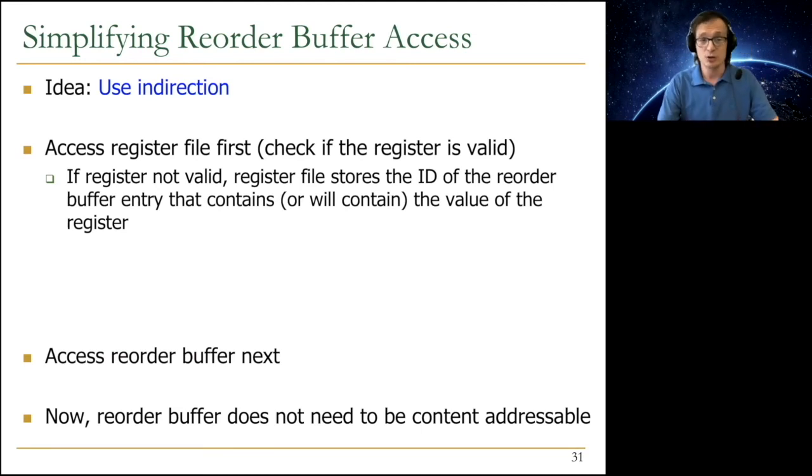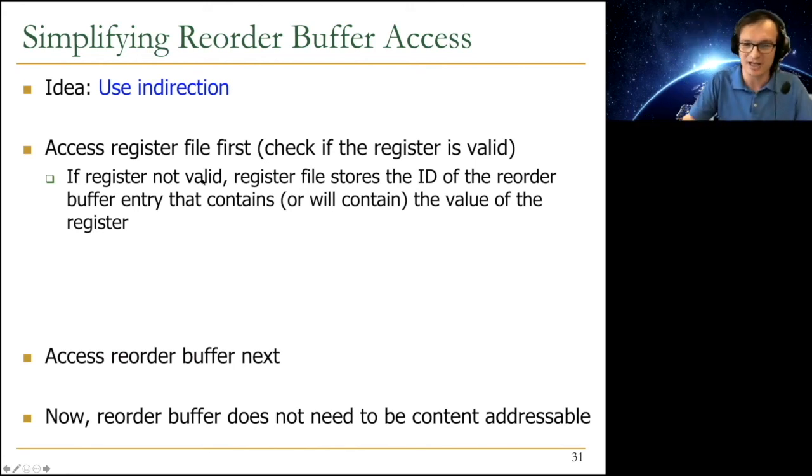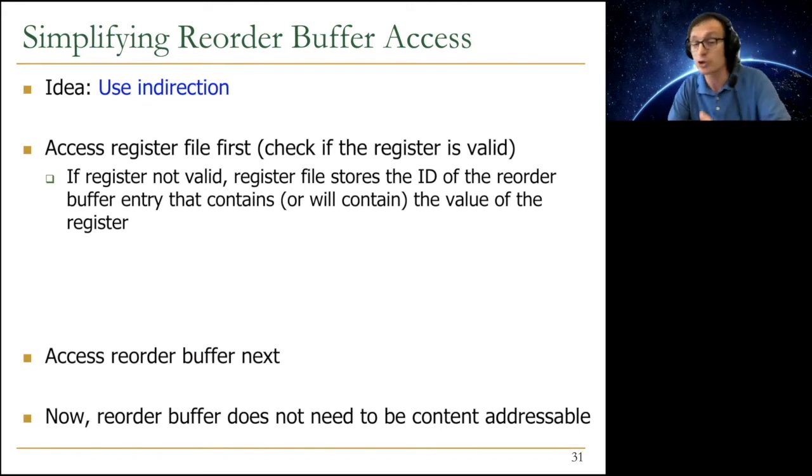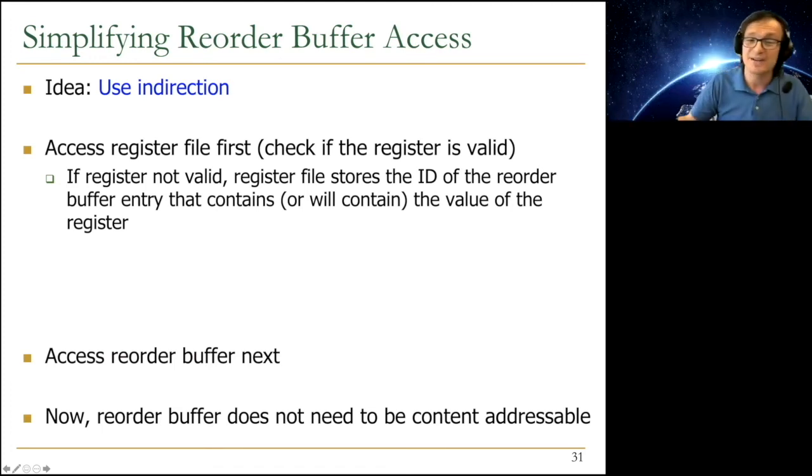So basically, you access the register file first, and we have valid bits with the registers, as with scoreboarding. I didn't show them in the previous picture because I thought it was obvious, but we're going to see those valid bits again. If the register is not valid, that means that there's some instruction in the machine that's going to write to that register. But now the register file stores the ID of the reorder buffer entry that contains, or that will contain, the value of the register. So we're going to add another entry to the register file saying which reorder buffer entry this register is going to be produced by.